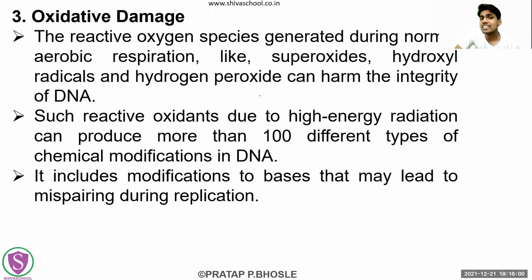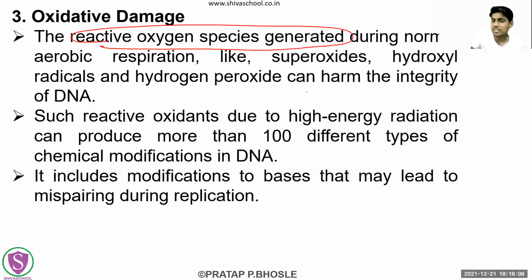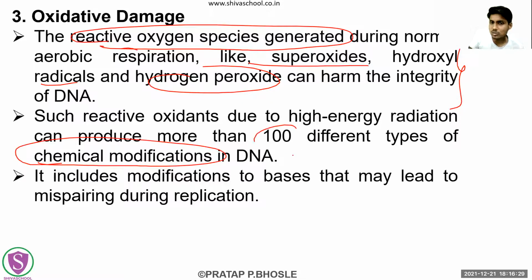Next, the third case is oxidative damage. What is oxidative damage? It is the damage caused by oxidation. The reactive oxygen species are going to be generated. Because of that oxidation, superoxides, hydroxyl radicals and hydrogen peroxide might get generated. These are very harmful, highly reactive moieties, and they will create different types of chemical modifications in the DNA.